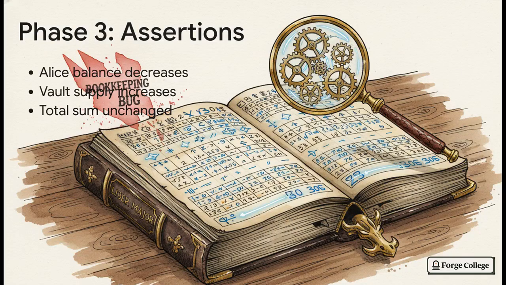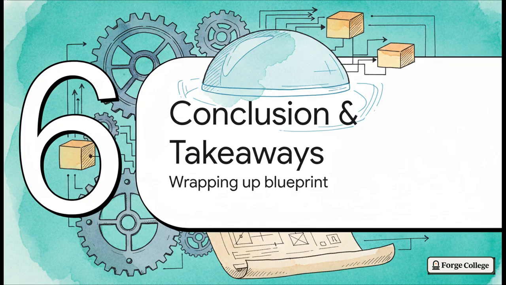And phase 3 brings it all home with assertions. This is where we assert our cross-contract invariants. We expect Alice's balance to go down by the exact deposit amount. We expect the vault supply to go up by that exact same amount. And crucially, we expect the overall token sum to remain completely unchanged. If that final equality check fails, we immediately know we've got a bookkeeping bug or a misrouted transfer on our hands. Section 6, Conclusion and Key Takeaways, wrapping up the blueprint.